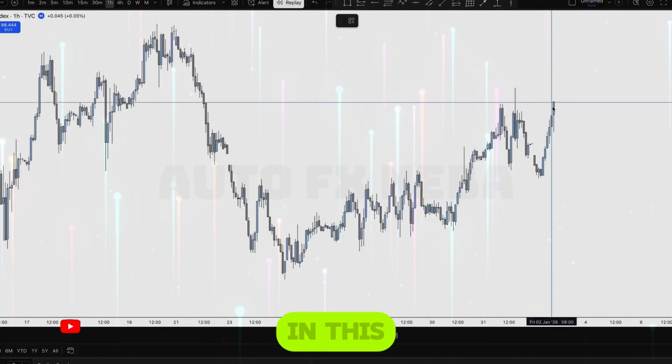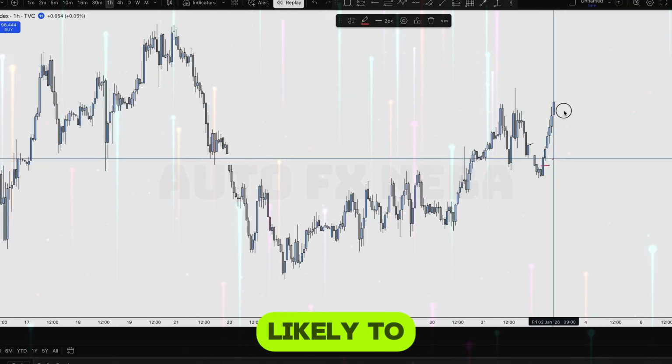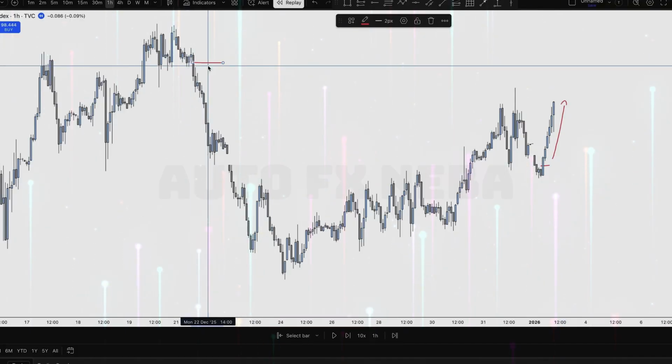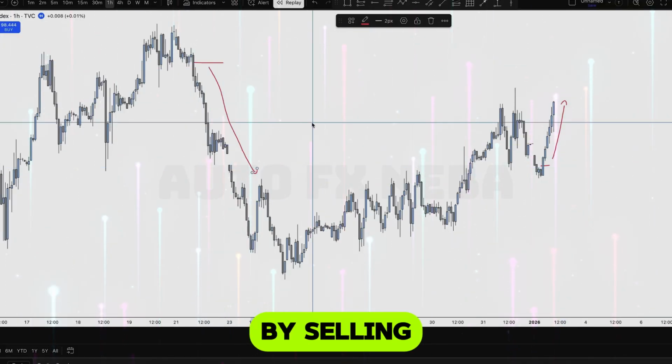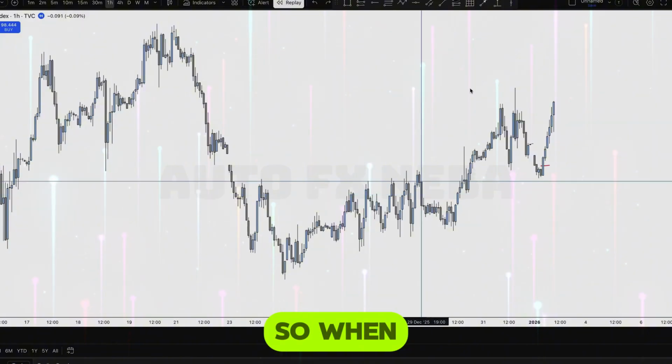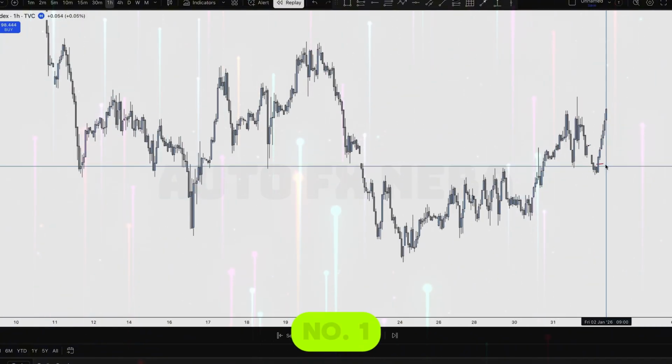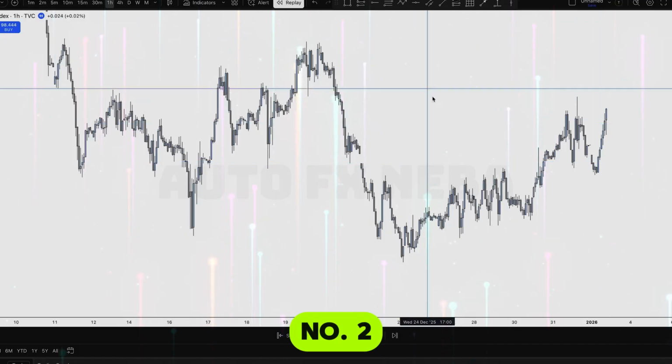And if we want to make money in this market, we need to know what is likely to take place so that we can profit on the up moves by buying the market and profit on the down moves by selling into the market. So when we're looking at raw price action, there are a few concepts that we want to, number 1, focus on, number 2, avoid.